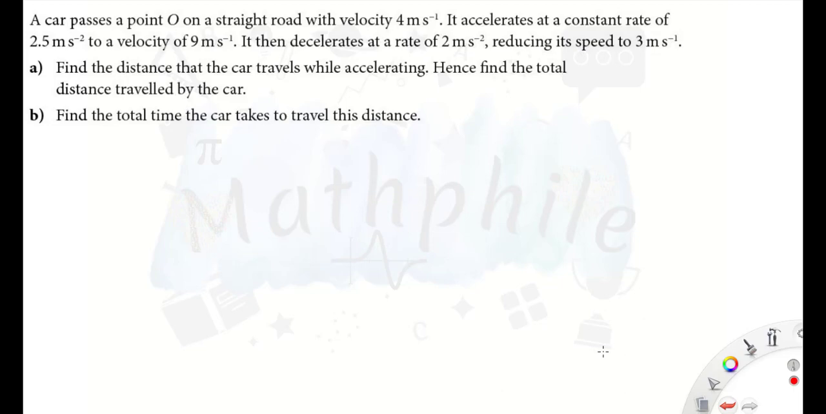So how are you doing this? Can you give me an idea? I said my initial velocity is 4, then my final velocity is 9, and my acceleration is 2.5. So I'm using v squared is equal to u squared plus 2as to find my distance. Okay, that is not bad.